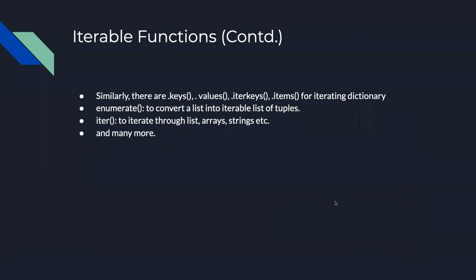So iterable functions continued. Similarly, there are .keys, .values, .iterkeys, .items for iterating dictionaries. In the past, when we went over dictionaries, recall that there are these methods that we can call on our dictionaries. You have a dictionary and you can call the .keys method on it, or the .values method, or the .iterkeys, or the .items method. If we call the keys method on a dictionary, this would return an iterable list essentially of all the keys in the dictionary.